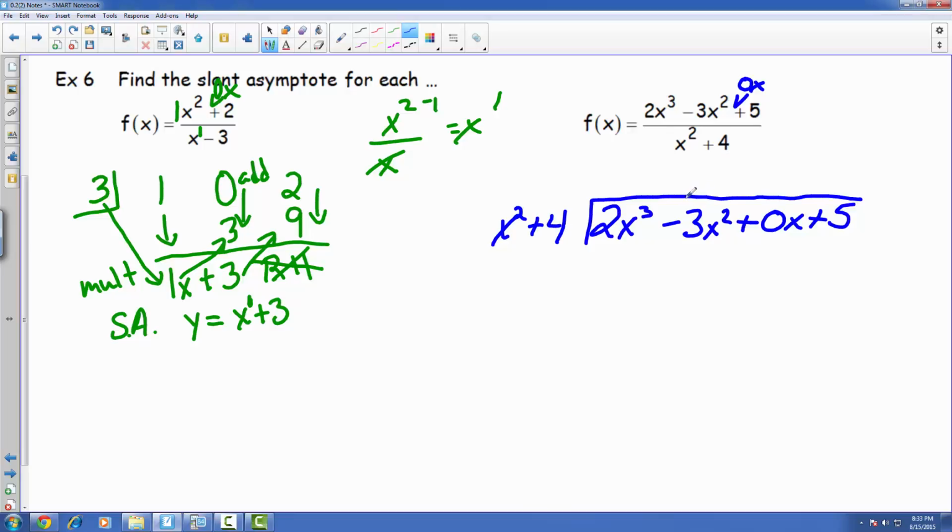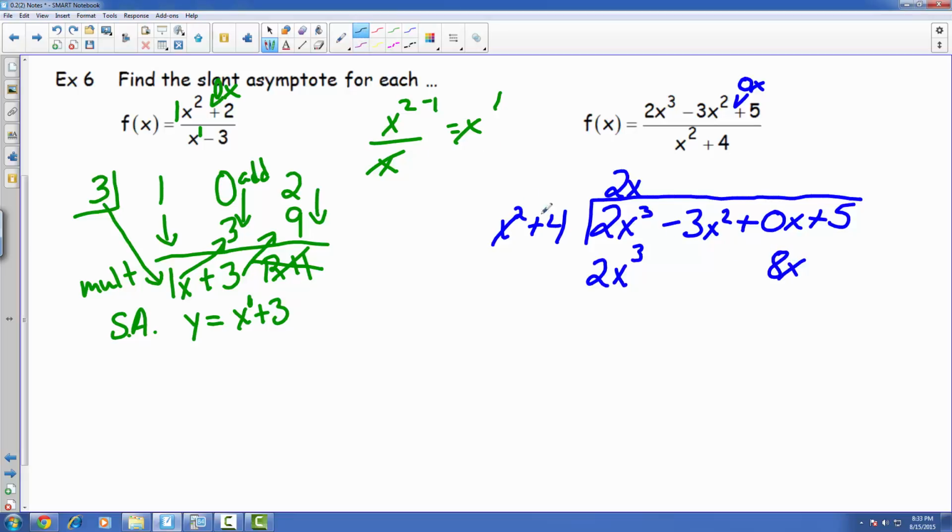And now we're just going to go ahead and ask ourselves, what times x squared gives you 2x cubed? Well, 2x would accomplish that, because 2 times 1 gives you 2, and then x squared times x gives us that x cubed. This 4 is along for the ride, so we're going to go ahead and multiply that 2x times that 4 as well. That gives us 8x. Now it's really important to put that right under where it belongs. Notice we're not going to put it under this x squared, we're going to place it right under this other x.